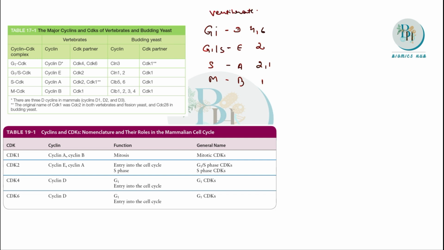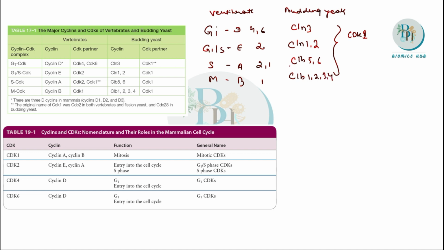But in the case of budding yeast, the CDK involved is CDK1. Only one CDK regulates all the phases of the cell cycle, but the cyclins are different. For G1, the cyclin is CLN3. For G1/S phase, the cyclins are CLN1 and CLN2. For S phase, the cyclins are CLB5 and 6. For M phase, the cyclins are CLB1, 2, 3, 4.